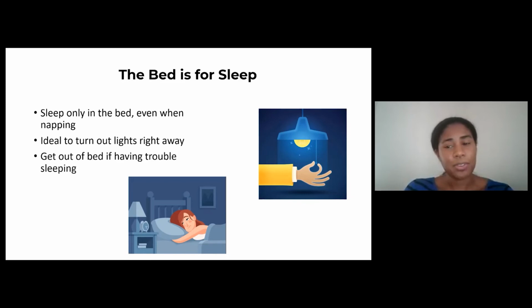But that is what is recommended. And then also, for people who especially do struggle with sleep, it would be ideal to turn out your lights right away once you get into bed. That means don't go pick up your phone, don't read in bed, don't listen to music in bed, just get in, turn out your lights right away. That's all about associating the bed with sleep.